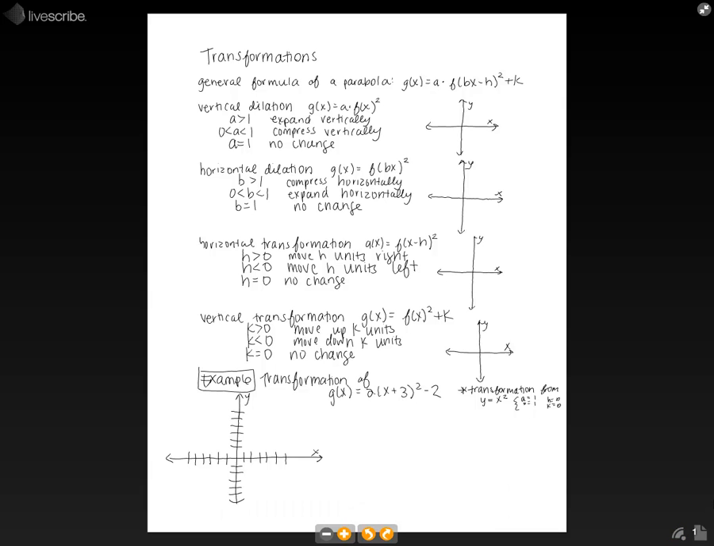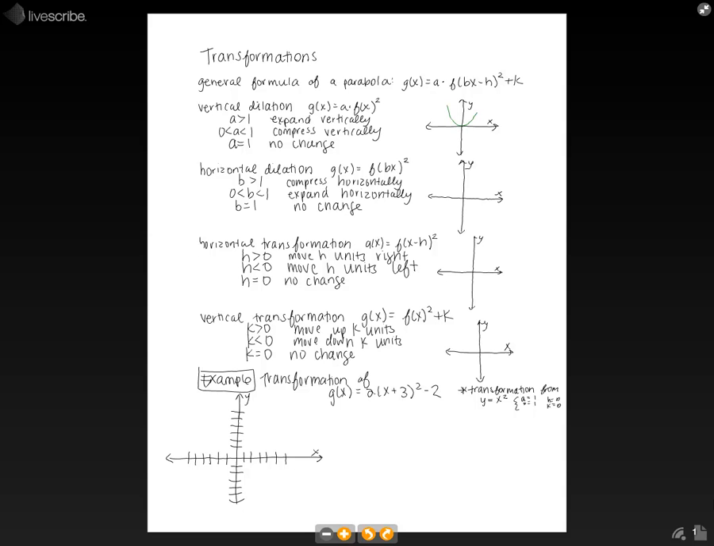In this video, we're going to talk about transformations of graphs. The general formula for a parabola is g of x equals a times f quantity bx minus h squared plus k. A vertical dilation deals with the a portion of our equation. So if a is greater than 1, we would expand vertically. If a is greater than 0 but less than 1, we would compress vertically. And if a is equal to 1, there's no change from the original parabola.